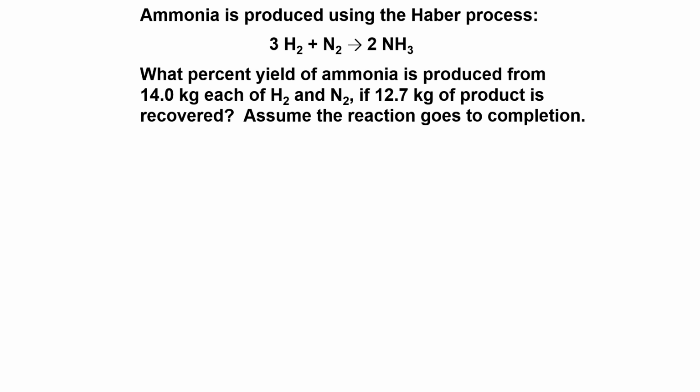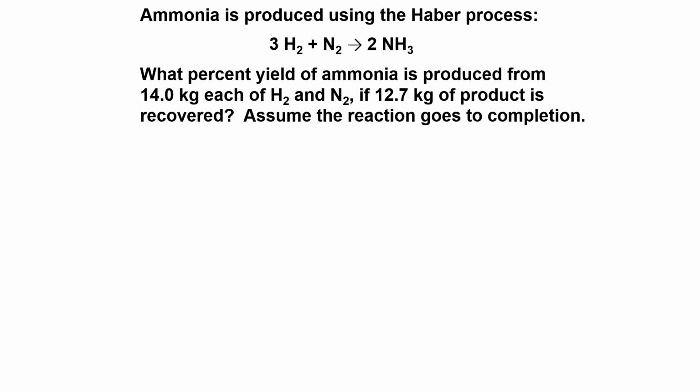Okay, so the question is that ammonia is produced using the Haber process. 3 hydrogen molecules plus a nitrogen molecule makes 2 NH3 molecules. What is the percent yield of ammonia that is produced from 14 kilograms each of hydrogen and nitrogen if 12.7 kilograms of product is recovered? Assume the reaction goes to completion.